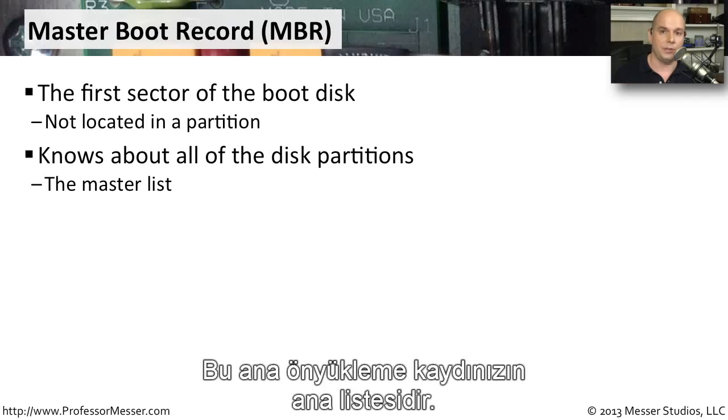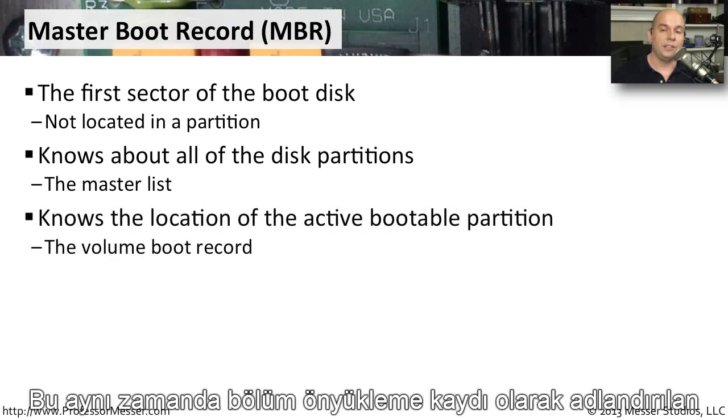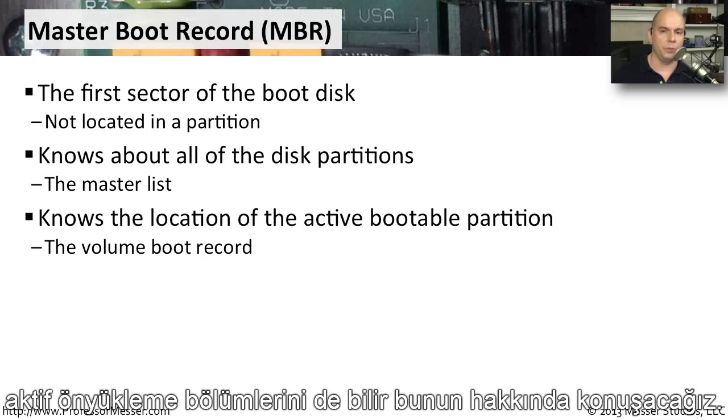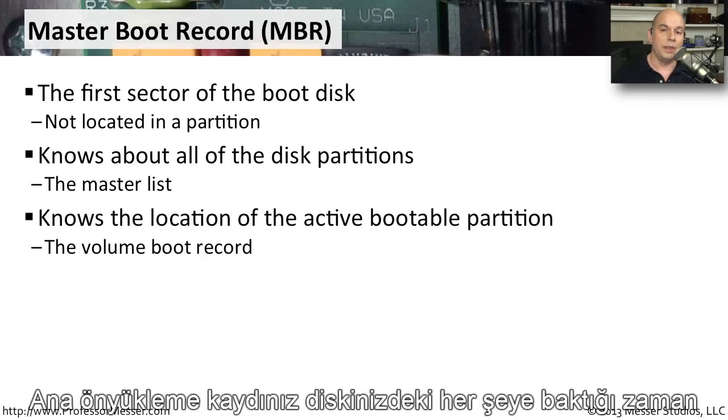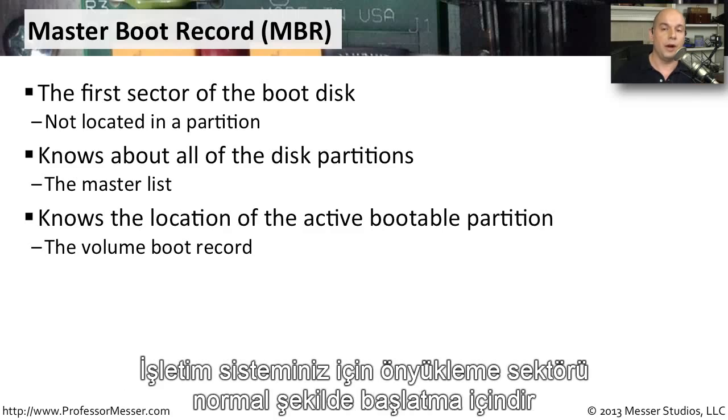It is the master list. It is your master boot record. It knows also where the active bootable partition happens to be. That is also called a volume boot record. We'll talk about that in a moment. So that when the master boot record looks at everything on your disk, it knows exactly where to go to hit the boot sector for your operating system so that things can start up normally.